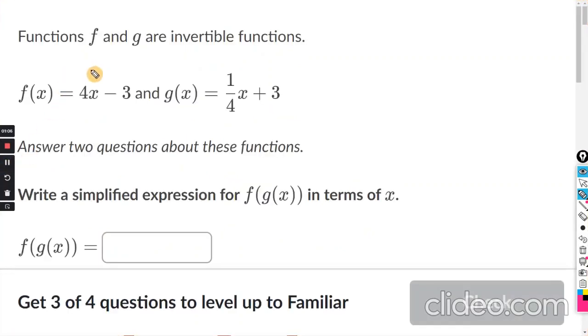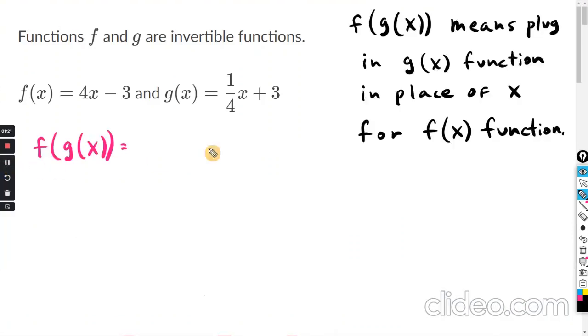Okay, it says functions f and g are invertible functions, and here's both functions, and they want us to write a simplified expression for f of g of x in terms of x. So let's do that first. So f of g of x, that means you want to plug in g of x function in place of x for the f of x function. So we're basically going to take the g of x function here and plug this in place of x for the f of x function.